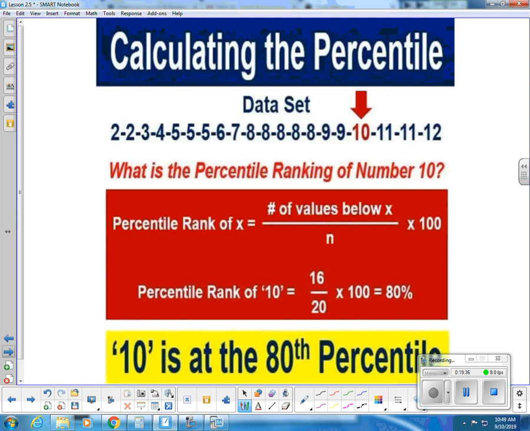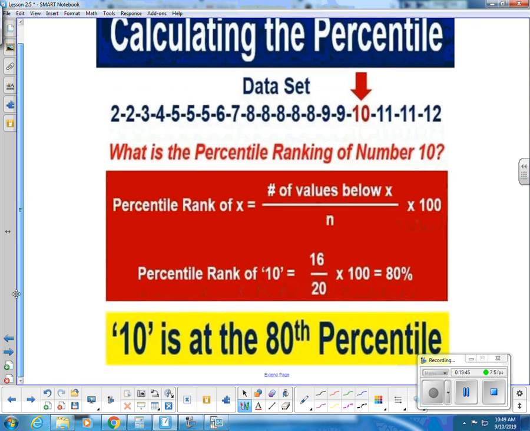So if you scored a 10, you scored better than 80%. You're in the 80th percentile. Okay? Make sense? So when you're looking at class ranks, you certainly want to be at a higher percentile than a lower percentile. When you're looking at things like maybe weight, you would want to be at a lower percentile than a higher percentile. Okay? All right. Everyone's got that little formula written?